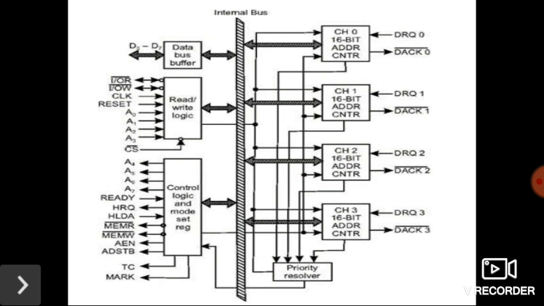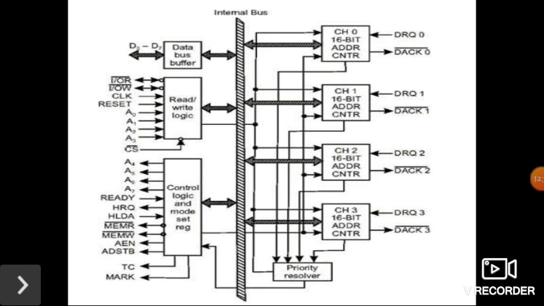Then the next one is the data bus buffer, shown on the left side. The 8-bit bidirectional data bus buffer is interfaced with the internal bus of the 8257 and also with the external system bus. The data bus buffer is tri-state type. Next is the read or write logic.